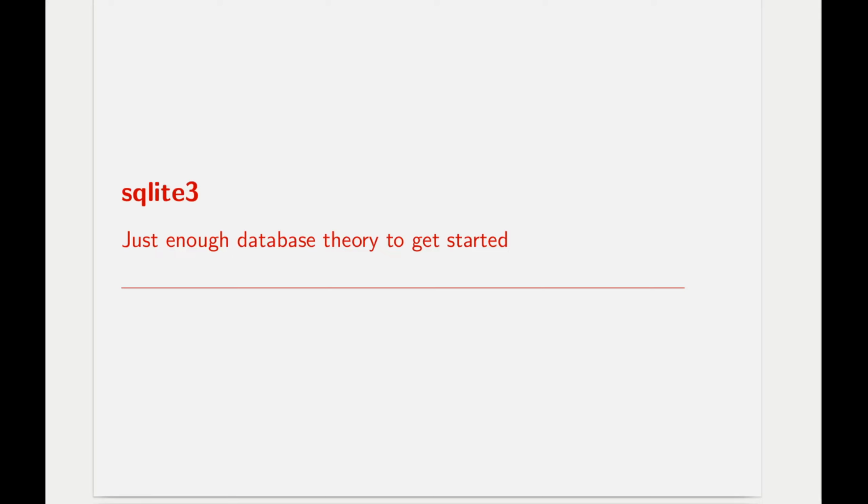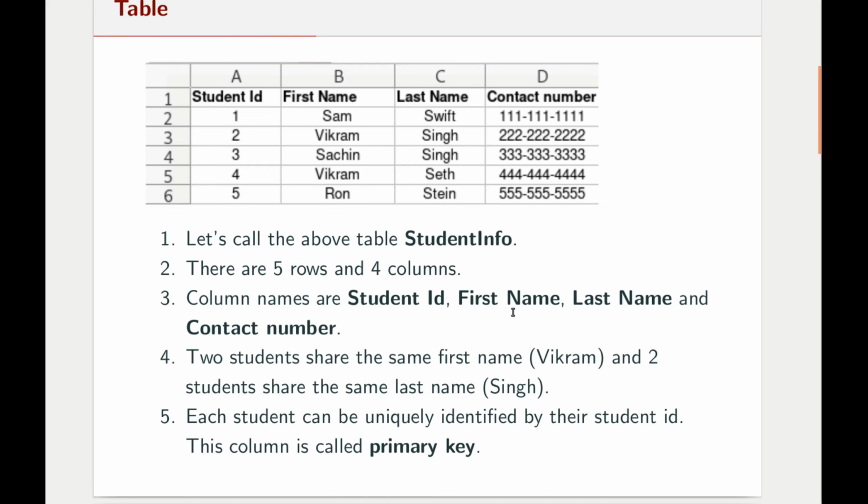Because we'll start off SQLite 3 with just enough database theory for you to understand whatever comes next. So here's a screenshot of a small section within a CSV file. This could also be your Excel file, right? So here there are totally 5 rows. That is, there are 5 students. Let's call this Excel sheet a table and let it be named student info.